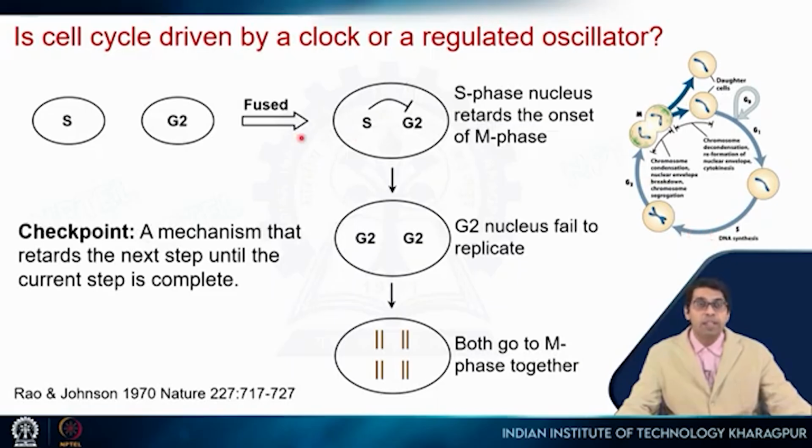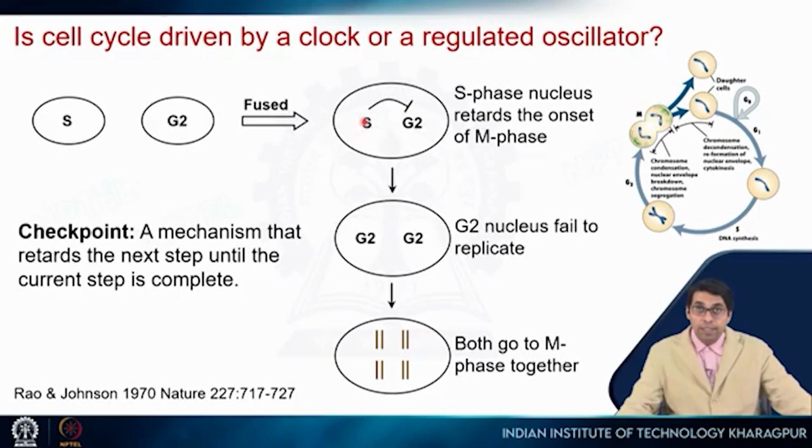So, what they did, they took two eukaryotic cells and they fused them, right. I am not going to go through the technology, but let us see what is the outcome. One cell was in S phase, which means it is replicating DNA. The other one is in the G2 phase, which is after S phase. When they fuse them together, this one cell will have two nuclei.